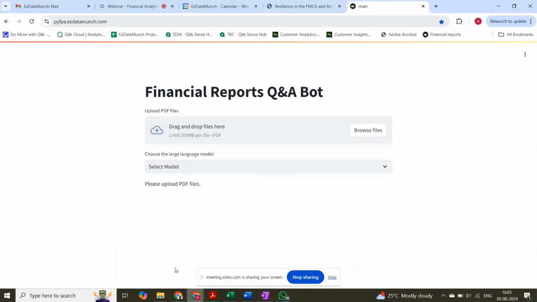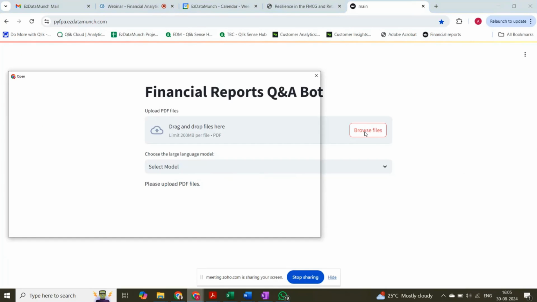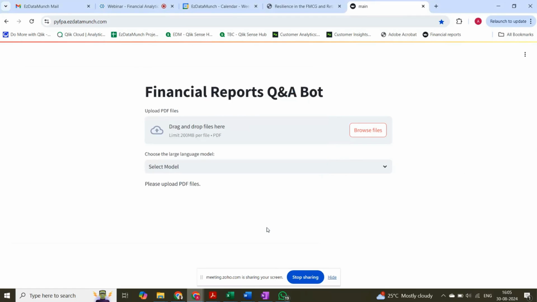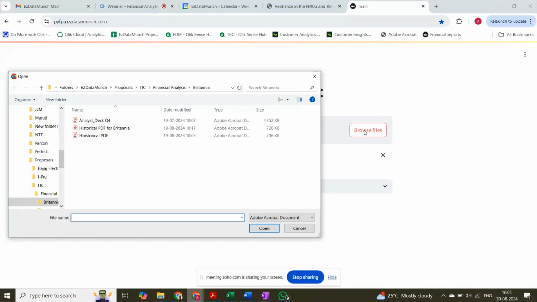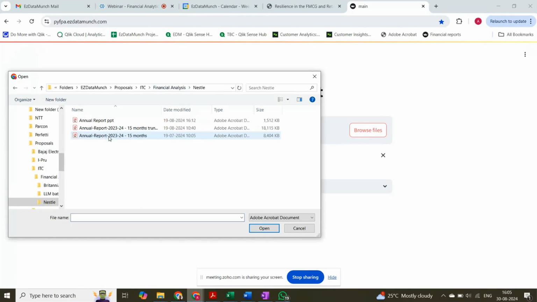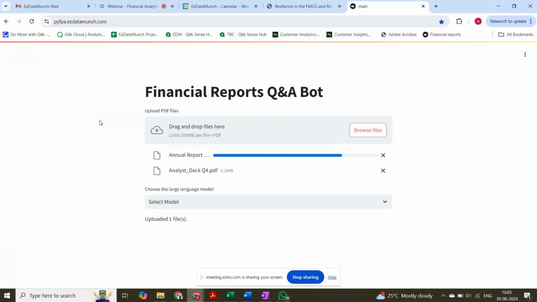So the first thing I will do is compare the Nestle and Britannia files. So what do I need to first do? I need to pick up the document and place it here. So it is reading that file. I will then add the Nestle file. It has just picked up both the documents.